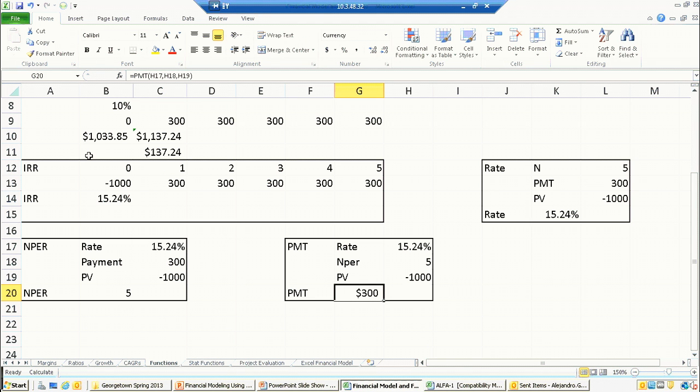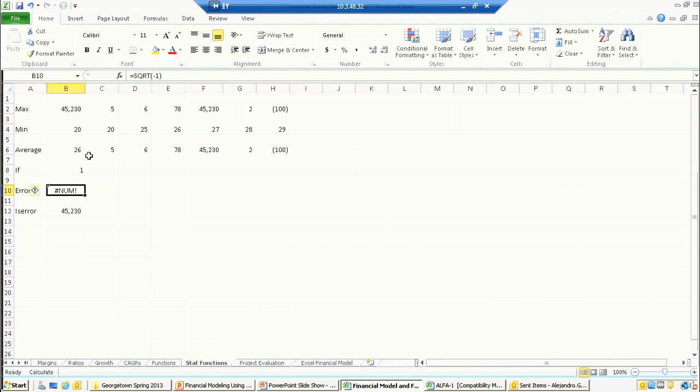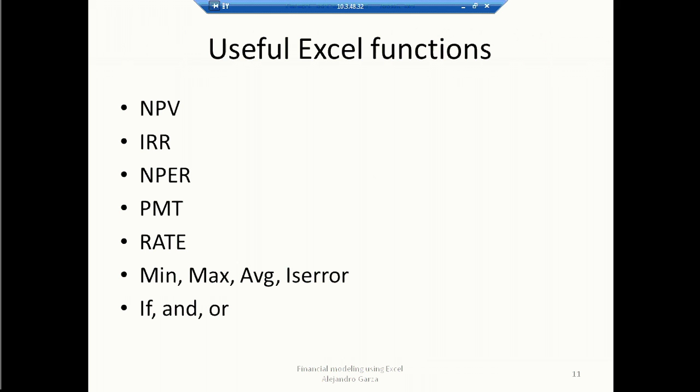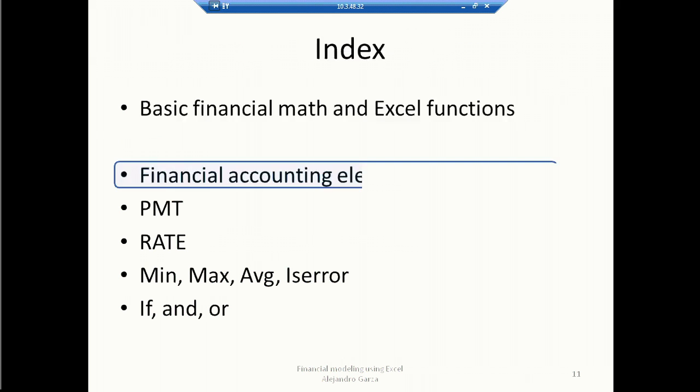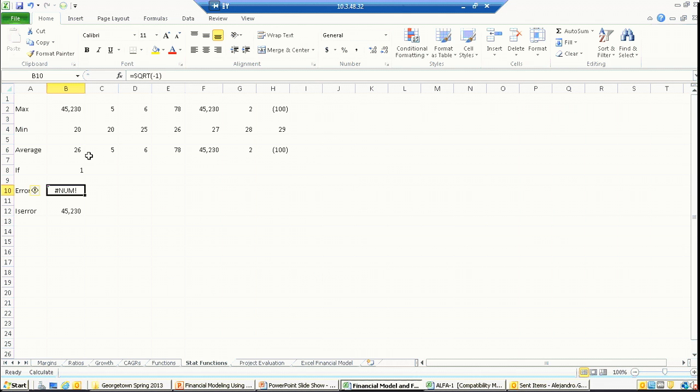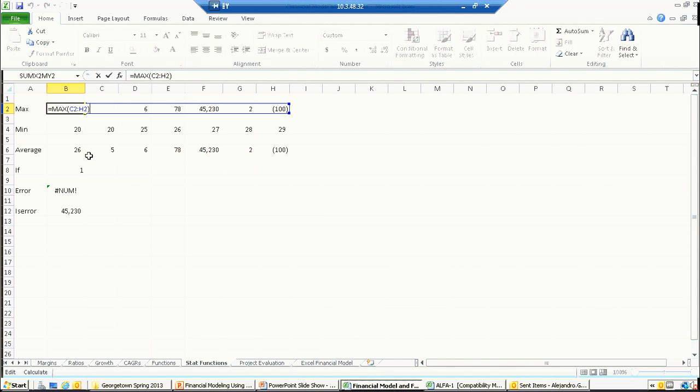Okay, that's for the time value of money. Then very quickly some statistical functions: min, max, average, is error, if, and or. So here we have just a random set of numbers. Later on I will show you how we can apply these functions. Right now I just wanted to see how they are used in Excel.